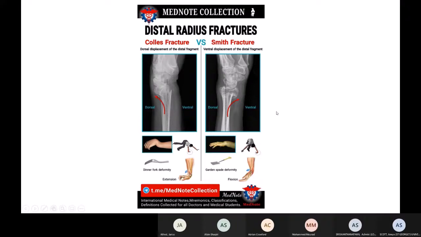And Smith's fracture is the opposite. So Smith's fracture, they say, looks like a garden spade, and it's when it's displaced ventrally. And Colles fractures, they compare to a dinner fork, and if you see patients with it, it's more obvious in person really than, or like if you see this picture here, that's what it looks like. And the mechanism of injury of both is slightly different in that with Colles fractures, you fall with the hand in extension, whereas with Smith's fracture, usually they've fallen with their hand in flexion.